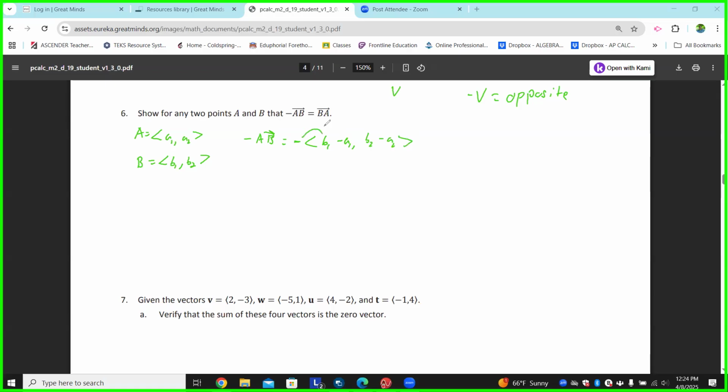Now, when I distribute this negative, what could I do with those binomials there? When I distribute a negative into all of it, what's that B1 going to become? A negative. And then what would that negative A1 become? So couldn't I just rewrite it as A1 minus B1?